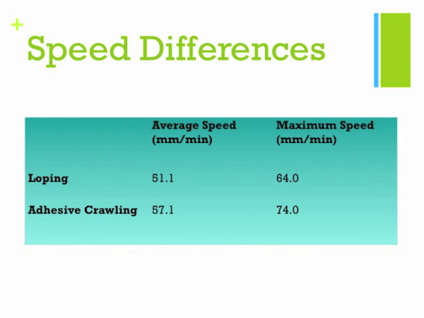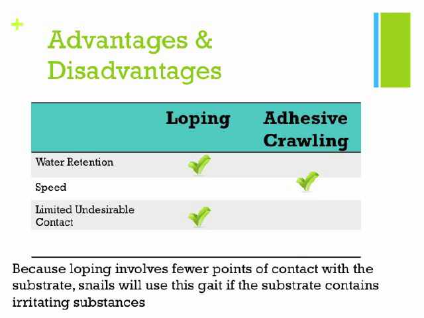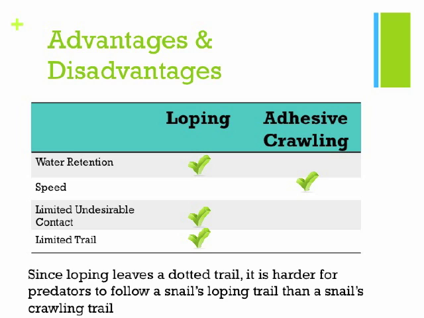This chart outlines the speed differences mentioned in the earlier slide. As you can see, when looking at the two different gastropod gaits, adhesive crawling is faster both in average speed and maximum speed. The next point of comparison will be looking at the limited amount of undesirable contact gastropods have with substrates. Because loping involves fewer points of contact with the substrate, gastropods will typically use this gait if the substrate contains irritating substances such as chemicals and/or pesticides.